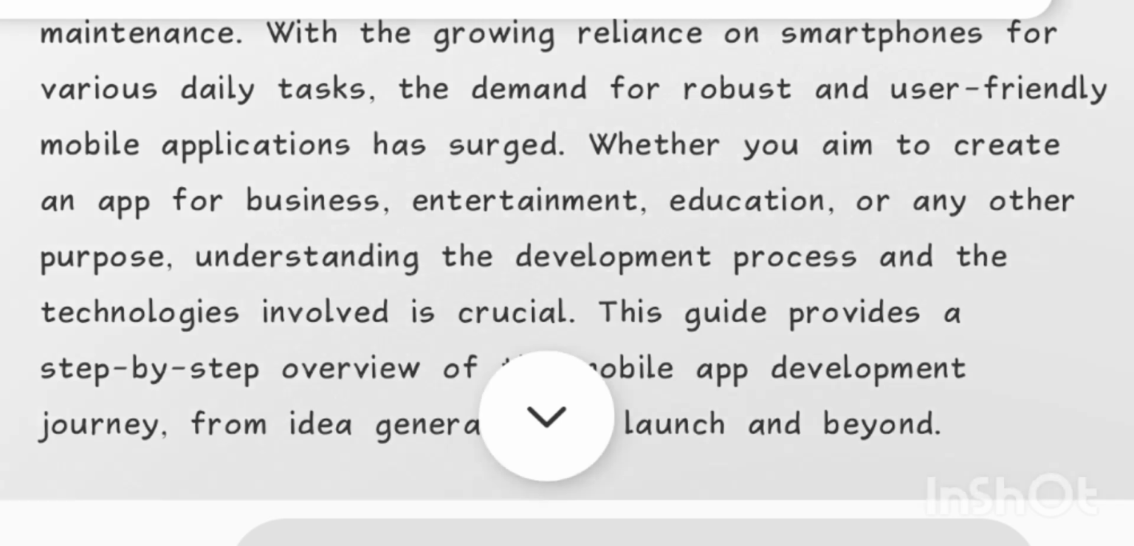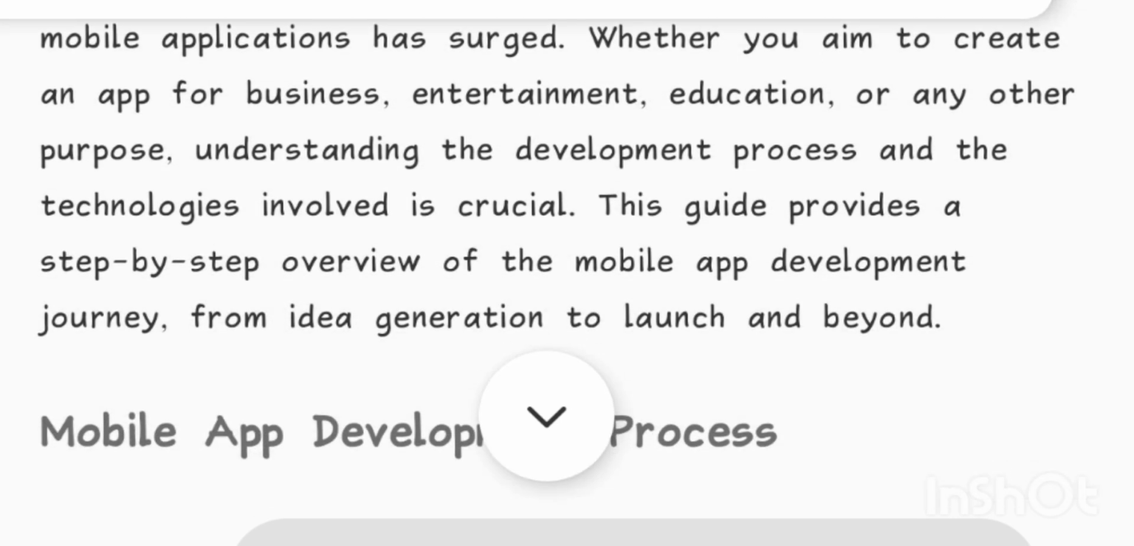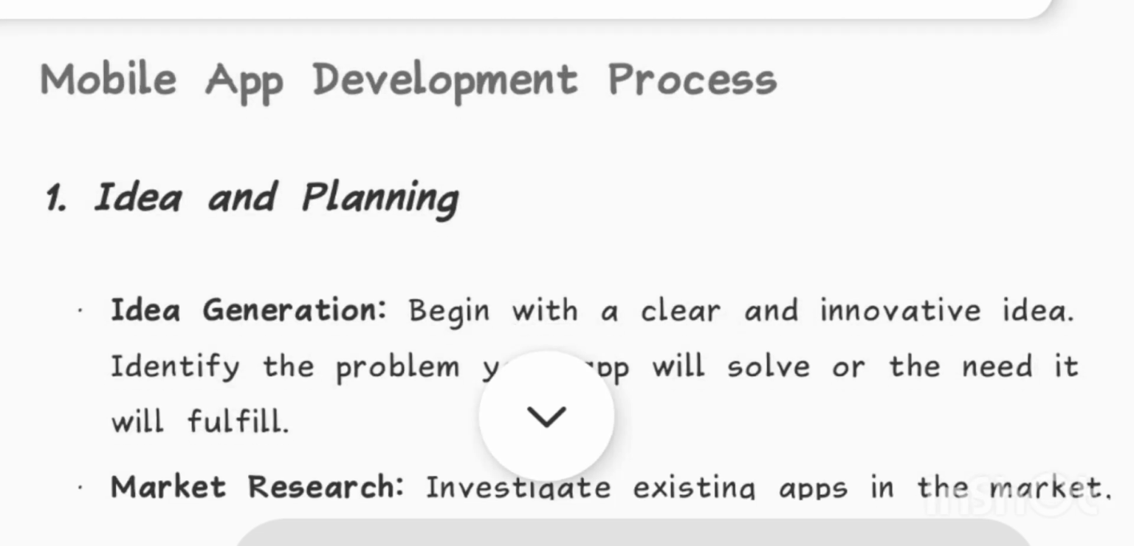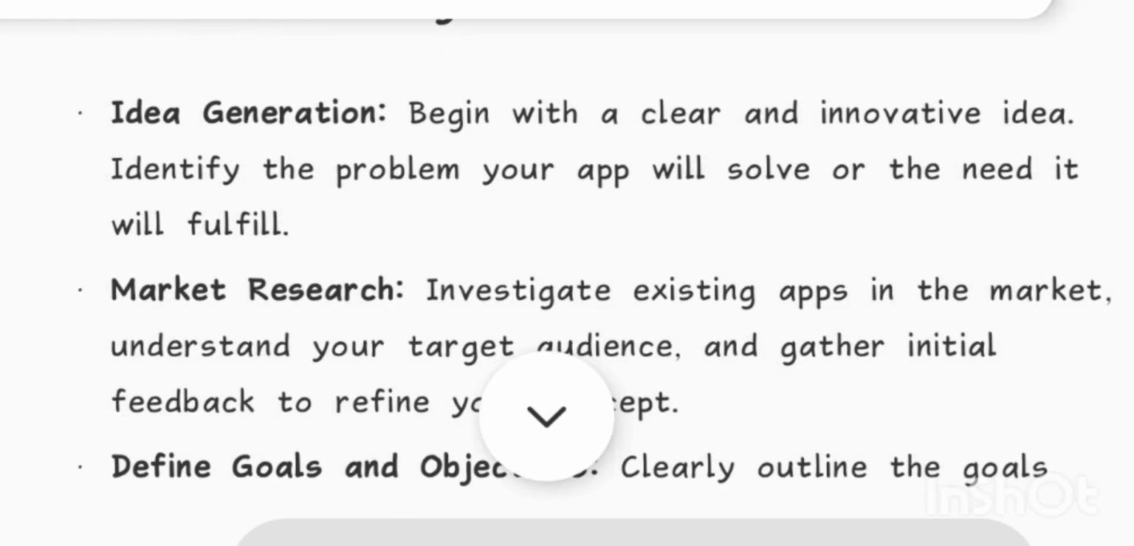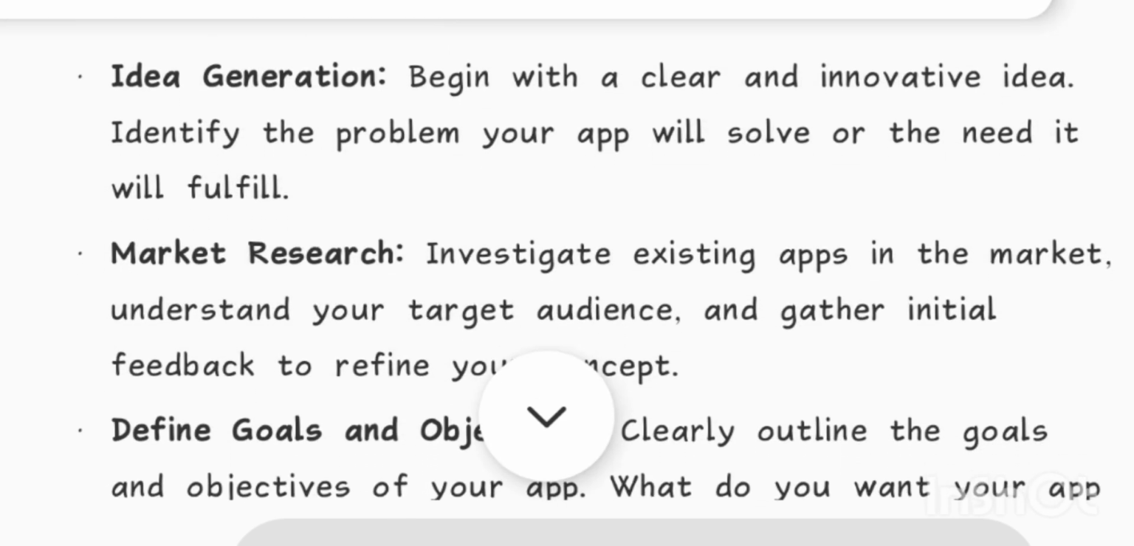This guide provides a step by step overview of the mobile app development journey from idea generation to launch and beyond. Mobile app development process. 1. Idea and planning. Idea generation. Begin with a clear, innovative idea. Identify the problem your app will solve or the need it will fulfill.